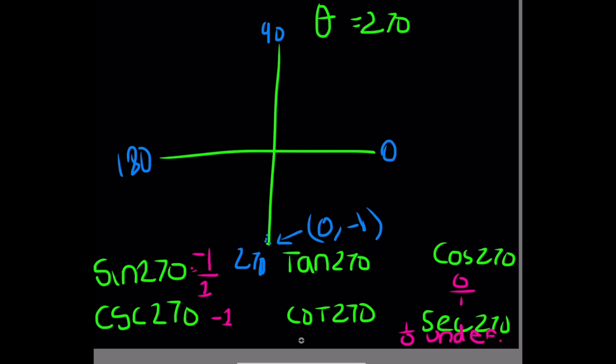Okay, now let's do tangent. Tangent is y over x, so that'd be -1 over 0, which would be undefined. Then cotangent is the opposite, so that'd be 0 over -1, which is just 0. And now you've found your 6 trigonometric functions.